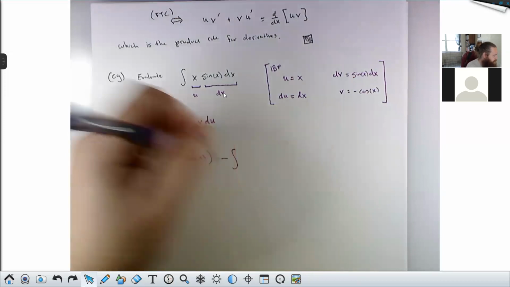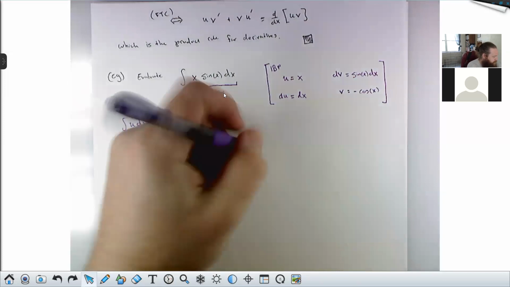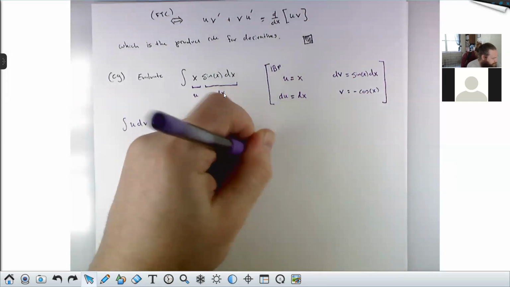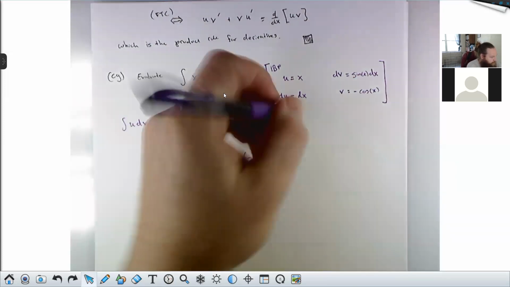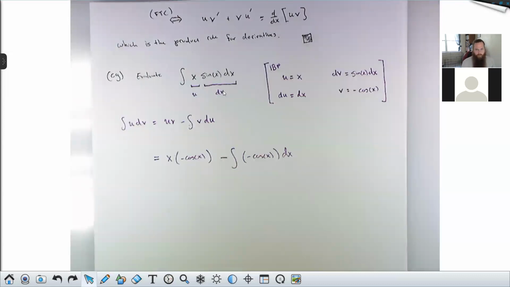Minus the integral of v times du. So that's negative cos x. And then du is just dx. So take a second here, make sure you're comfy with where everything in this table comes from, given this choice of u and dv, and then verify for yourself that this is correct.